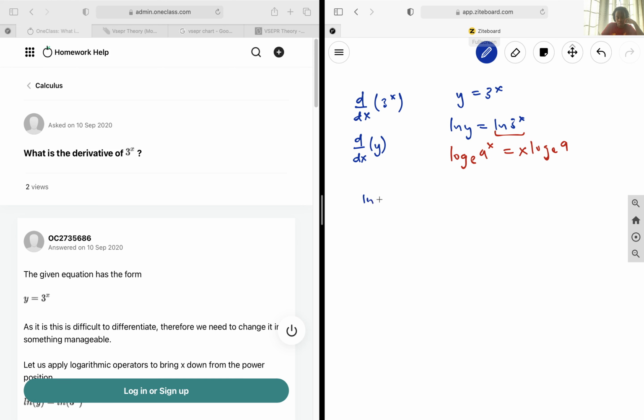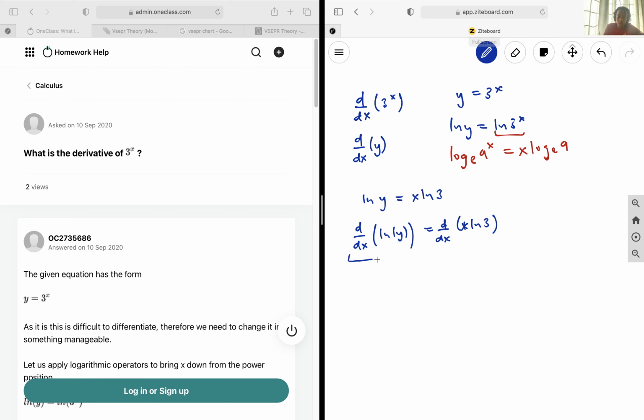And so we get ln y is equal to x ln 3. Next up, we want to take the derivative with respect to x on both sides. So d over dx of ln y is equal to d over dx of x ln 3. Now, since we have y is equal to 3 to the power of x, we're going to pretend we don't know what y is. We just know that it is dependent on x.